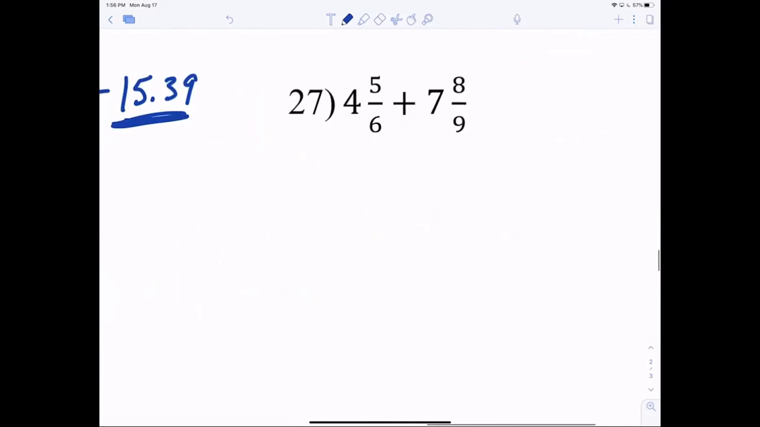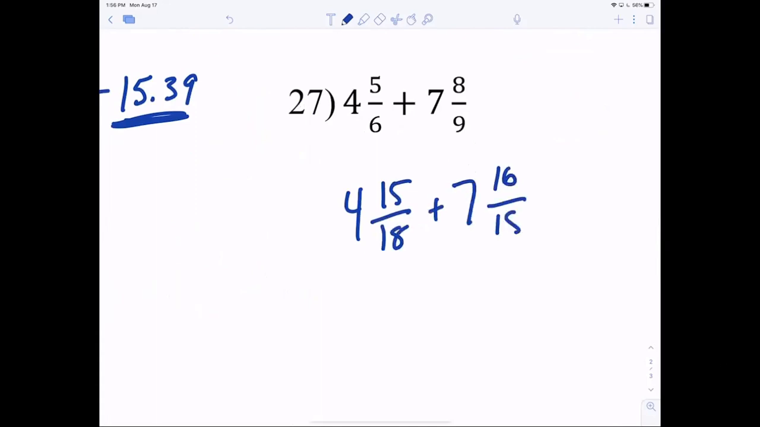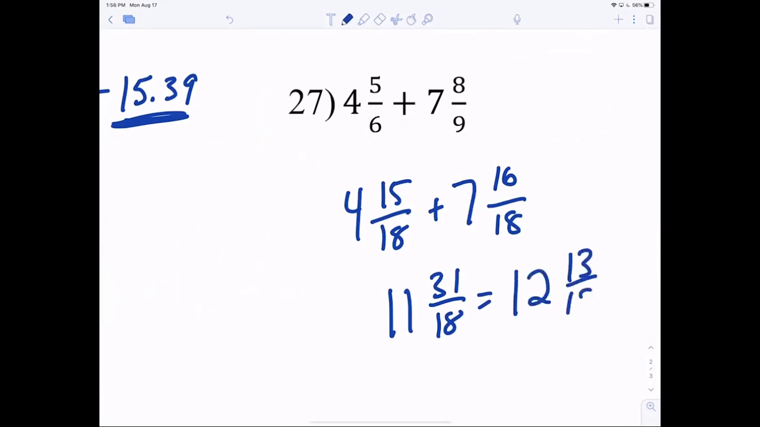All right, 27. What's the common denominator on 27, guys? 18. So I have 4 and how many 18ths? 15 18ths plus 16 18ths, right? So I have a total of 11 and 31 over 18, which is the same as 12 and 13 over 18.